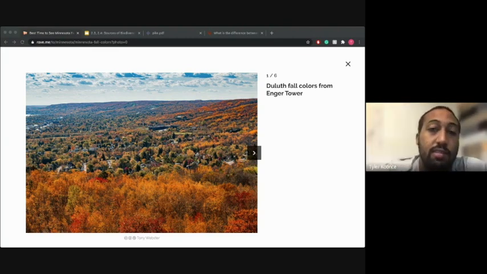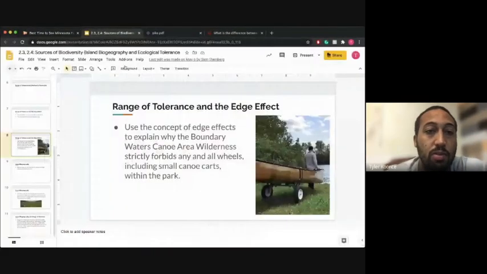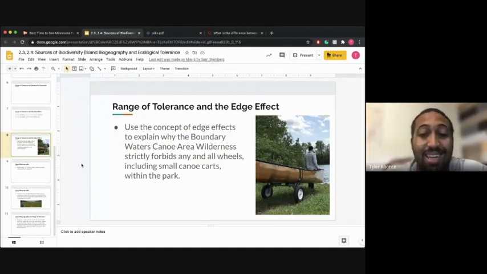Last but not least is the last set, which is going over range of tolerance and island biogeography. One of the things that came up is that you wanted to know what possible answers would be to those three questions that were posed, and we'll definitely go over them right now. Let me bring them up so that we can all look at them. One of them was: use this concept of edge effect to explain why Boundary Waters Canoe Area Wilderness strictly forbids any and all wheels, including small canoe carts, within the park.